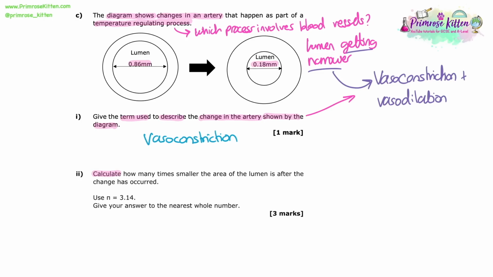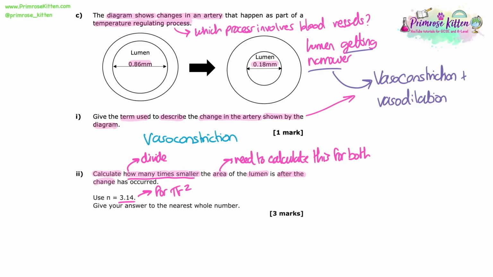Calculate how many times smaller the area of the lumen is after the change has occurred. In order to compare the area differences, we need to calculate the area for both. Then when you're doing a how many times smaller question, you divide the larger one by the smaller one to find out how many times it would fit into that number. That tells you how many times smaller it is.